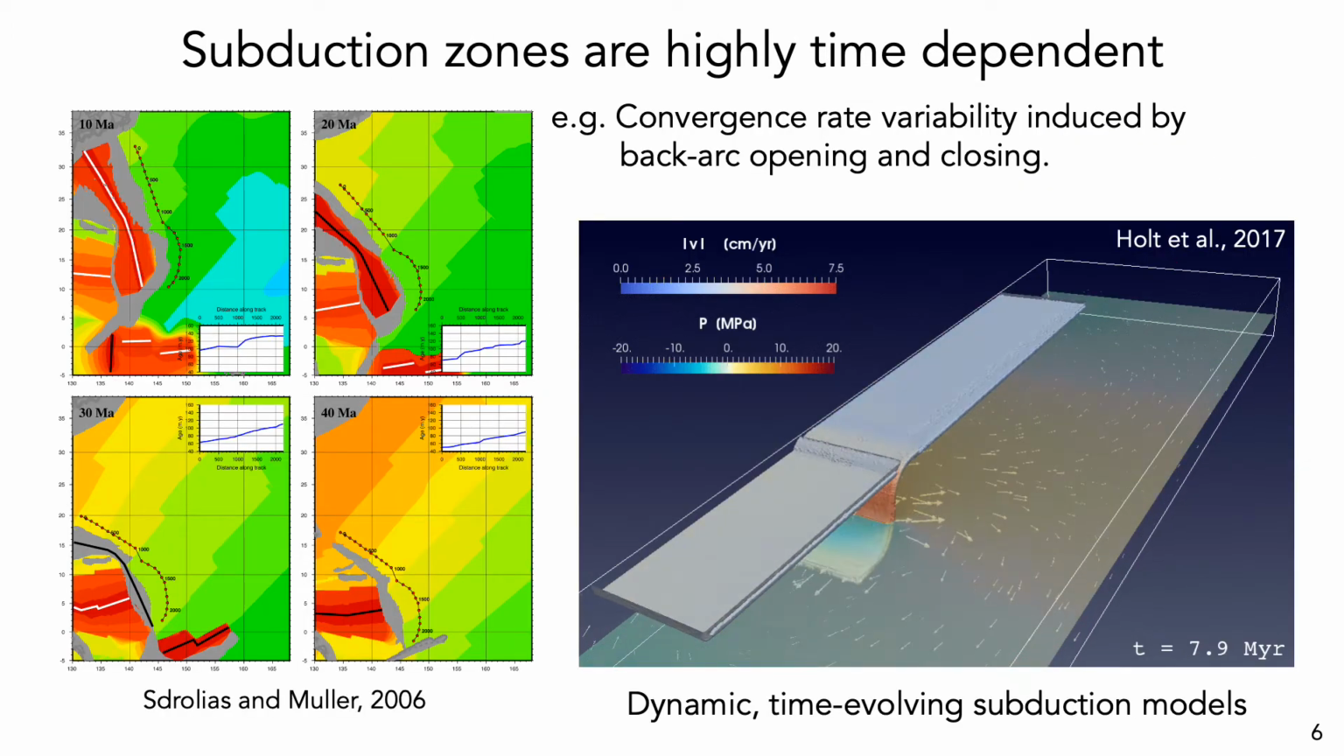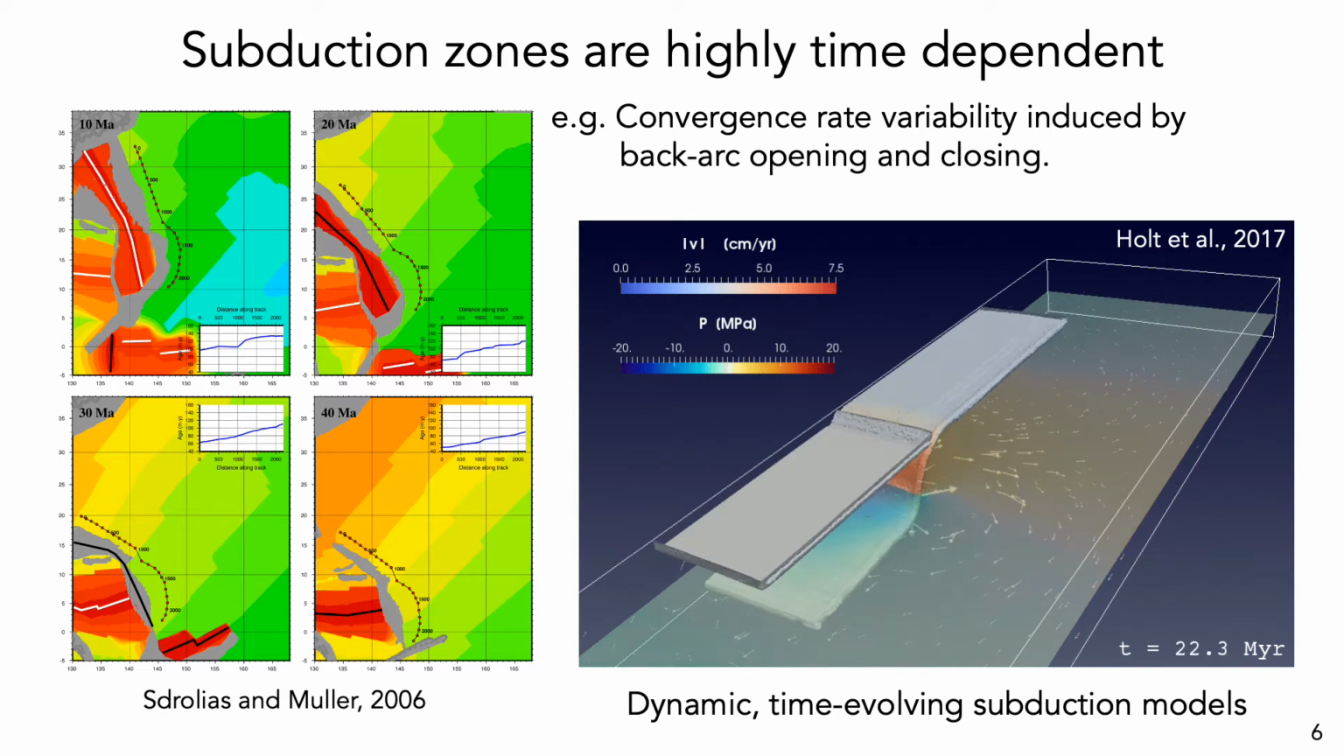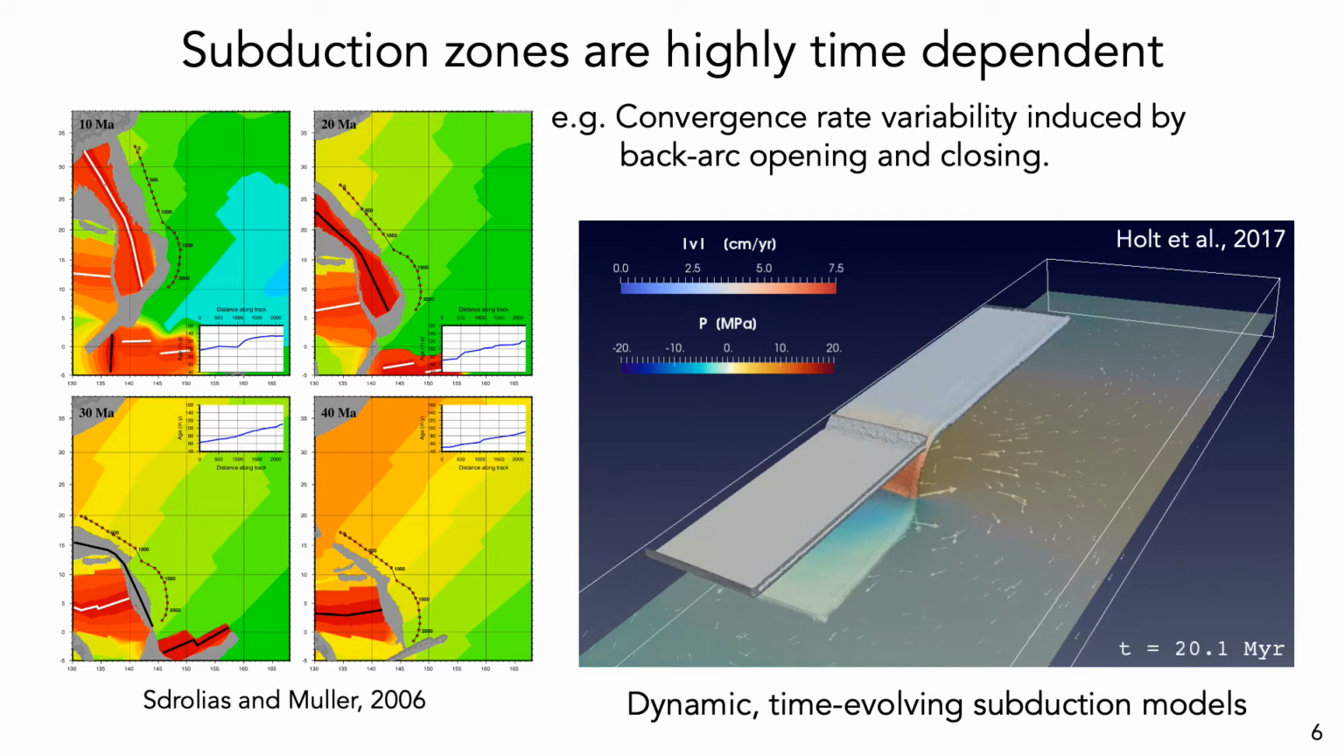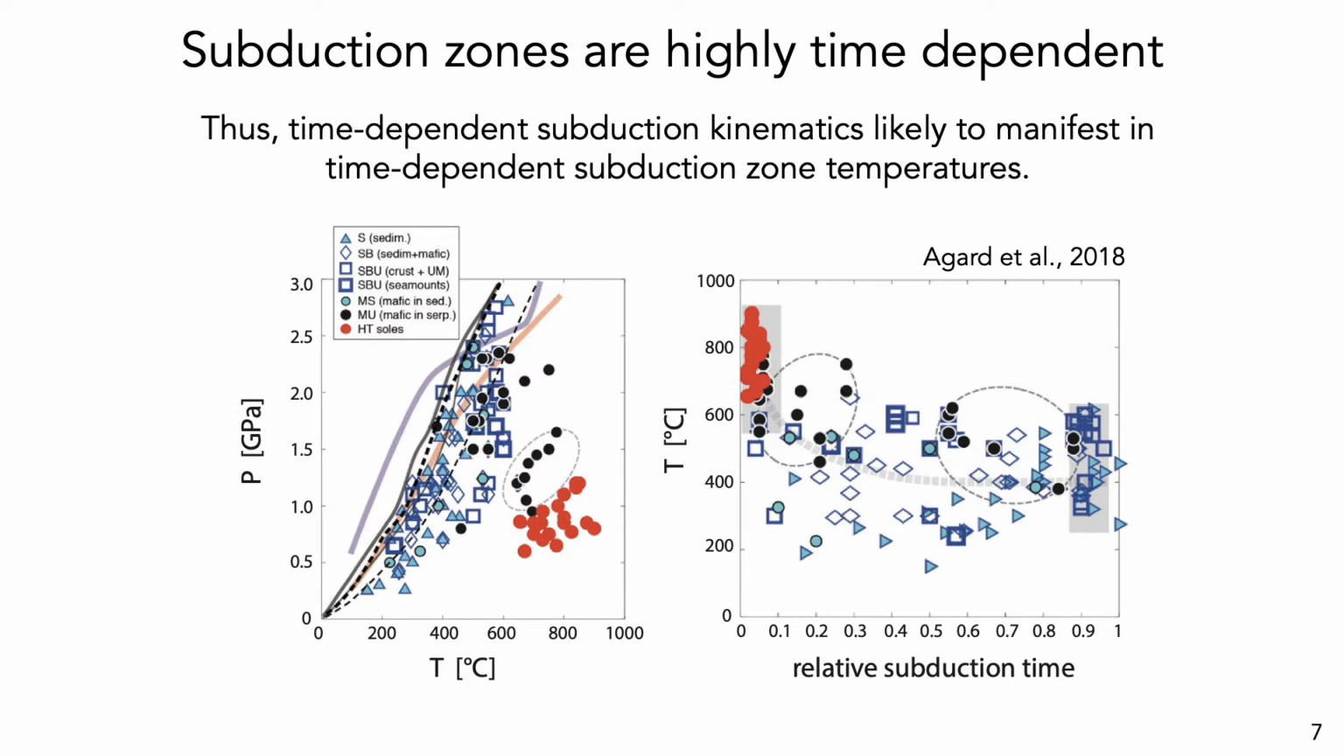Significant time dependence in subduction properties like convergence rate is expected from tectonics and plate kinematics related observations, and also from dynamically evolving large-scale subduction models. So given this time dependence in subduction properties and the links between these subduction properties and subduction zone temperatures, a significant time dependence in the subduction zone thermal fields seems likely.